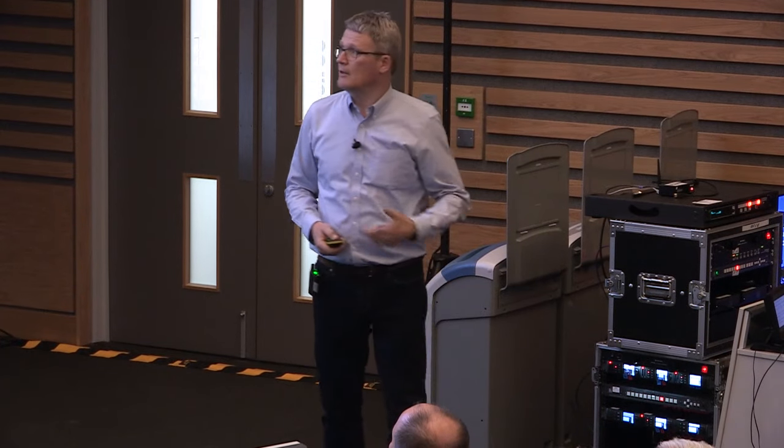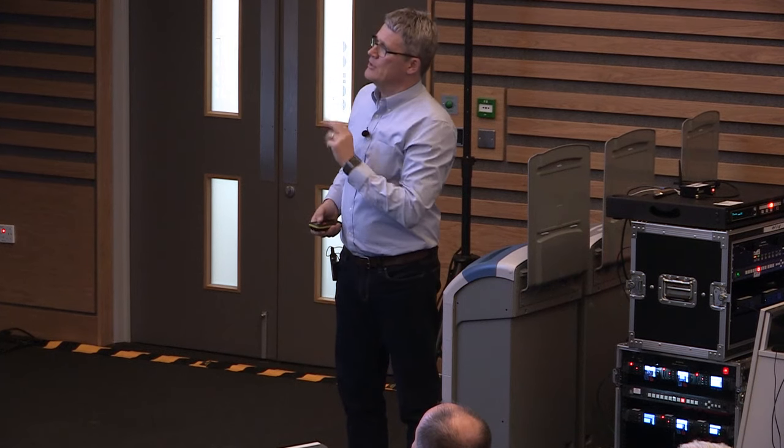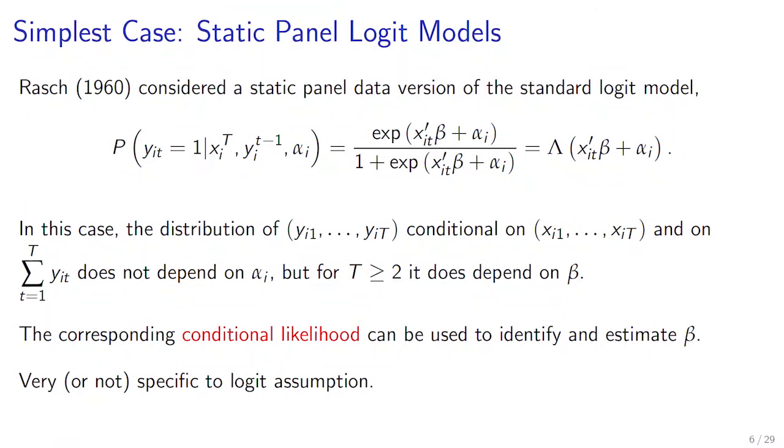Okay? So this is kind of nice. So here, everything is just beautiful. It works. This line of argument, that if you write down the distribution conditional on the x's and on the sum of the y's, that distribution does not depend on the unobserved heterogeneity term alpha, that observation is specific to the logit.